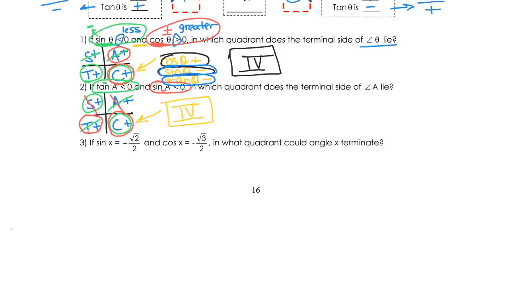We're going to go ahead and do our quadrants since they're asking about them. All students take calculus. All right, so they're saying if sine x, so again, x is just another way of naming the angle, equals negative square root of 2 over 2, and cosine x equals negative square root of 3 over 2, in what quadrant could angle x terminate? Okay. So what we're going to realize is that they're not using the less than or greater than 0. They're actually giving us a value here, but that value is negative.